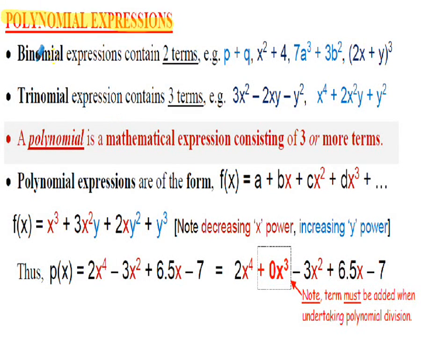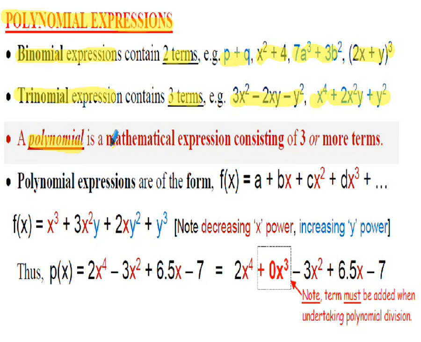Polynomial expressions. A binomial expression contains two terms such as p plus q, x squared plus 4, 7a q plus 3b squared, or 2x plus y cubed. A trinomial expression contains three terms such as 3x squared minus 2xy minus y squared, or x to the power 4 plus 2x squared y plus y squared.